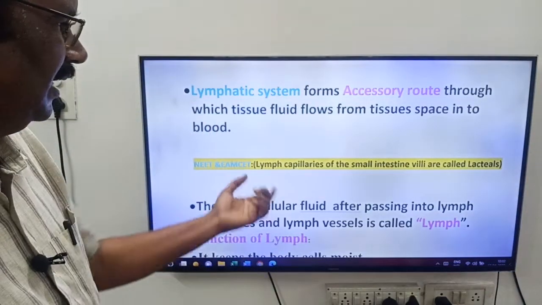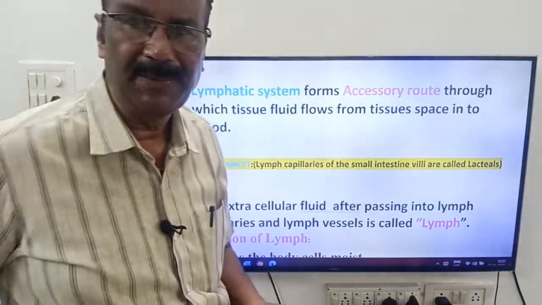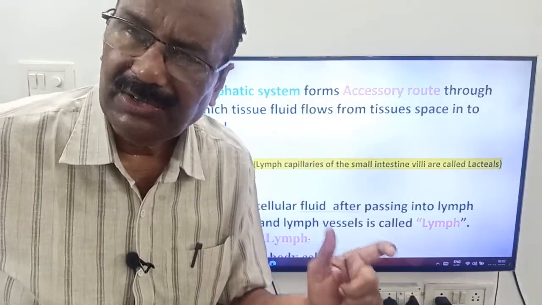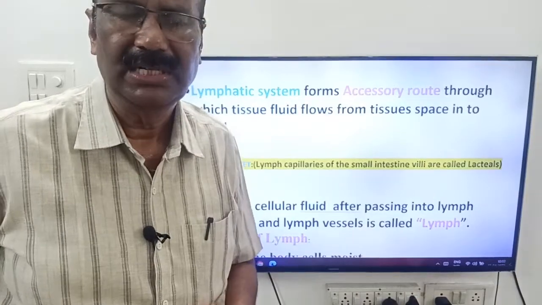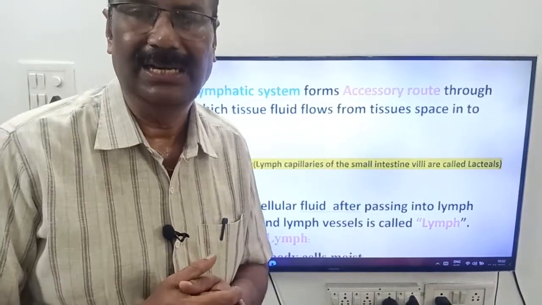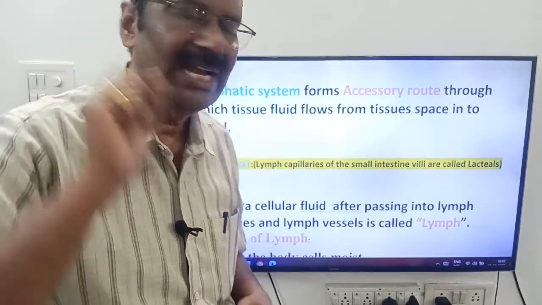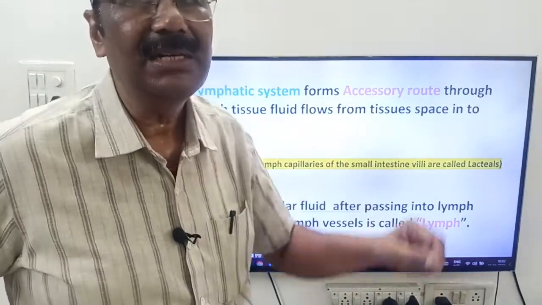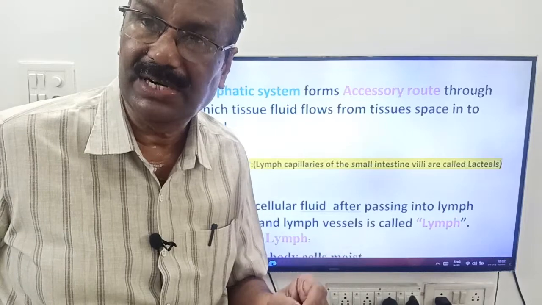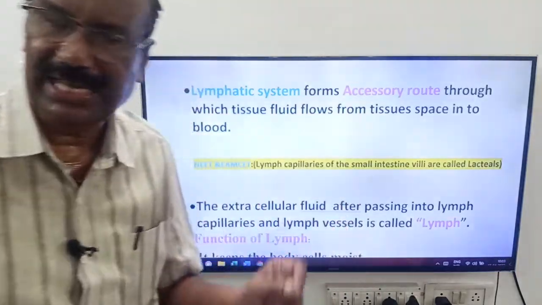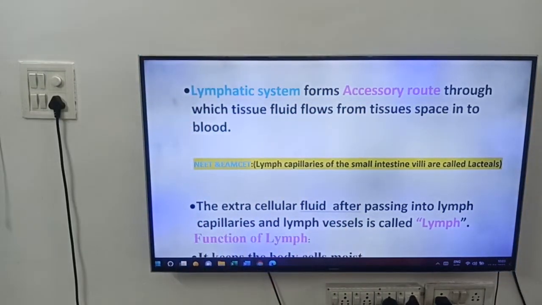Okay, now very important, friends, the lymph enters into the lymph capillaries. We have lymph capillaries in our body, but there is one word, lacteal. Lacteals are the lymph capillaries which are present in the villi of the small intestine. Friends, lacteals are what? Lymph capillaries. Where are they? They are present in the villi of the small intestine.